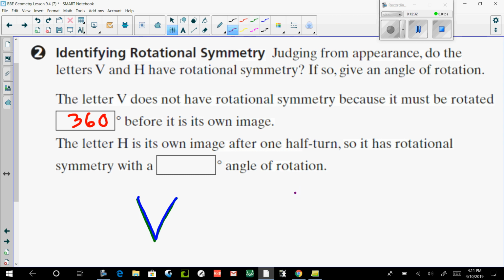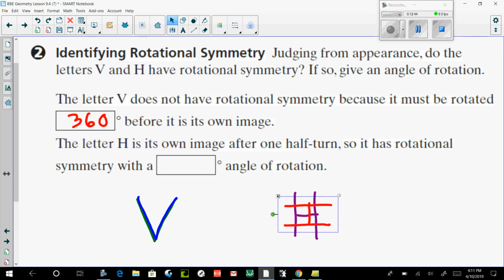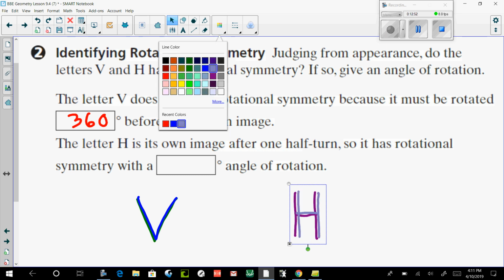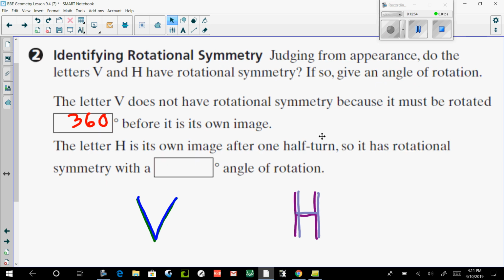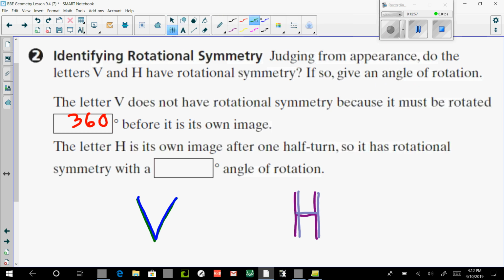Back to the letter H, we already talked a little bit about reflectional symmetry. But if I take the letter H and once again trace over it just for viewing purposes, and I rotate this letter H, we can see that after 90, we're not back on top of itself. After 180, we are right back to the original image. So this particular letter does have both rotational and point symmetry. So we could say that yes, the letter H does have rotational symmetry. It also has point symmetry as well.